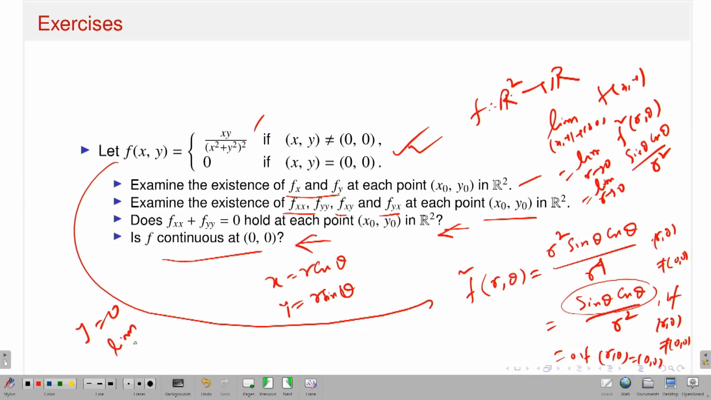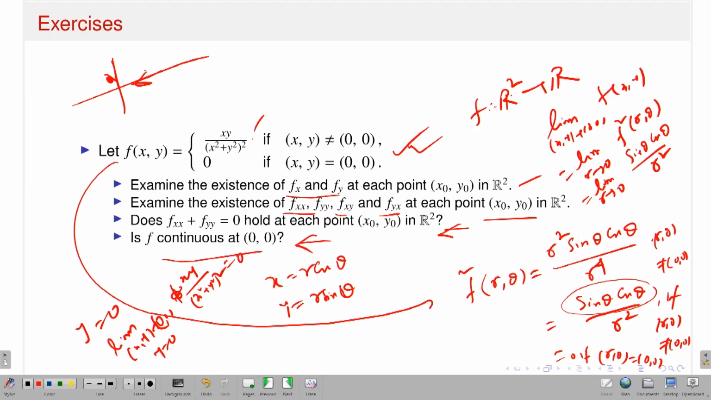So consider the limit as (x,y) approaches (0,0). If y is equal to 0, that means I am approaching the origin along the x-axis. So what will happen? Because y is 0, by the definition of the function, xy divided by (x square plus y square) whole square, since y is 0, this will be 0.